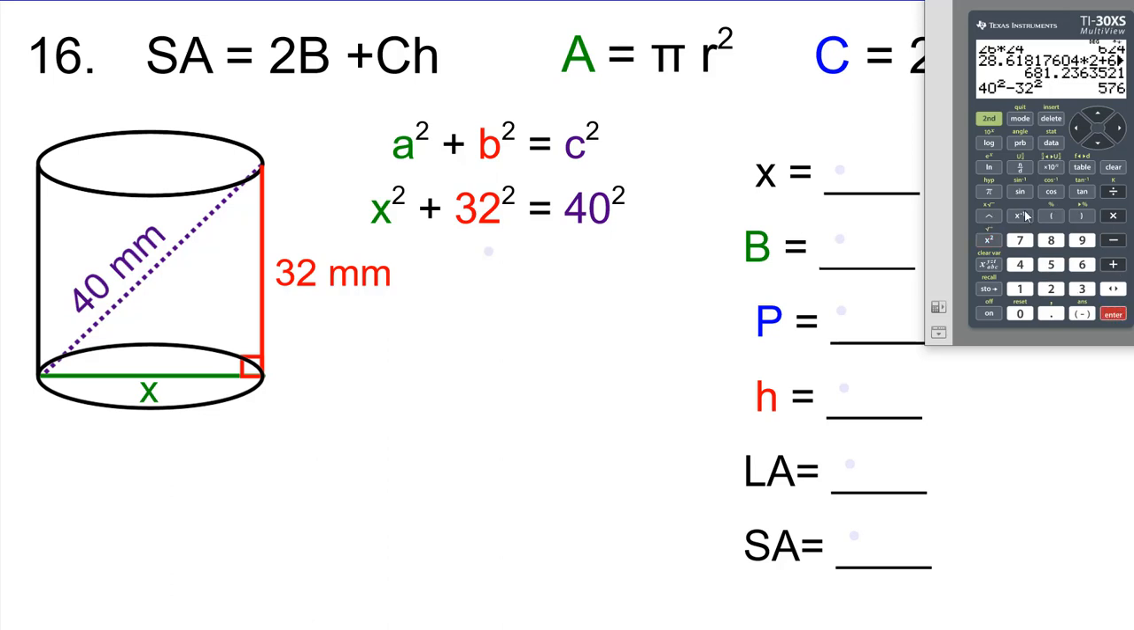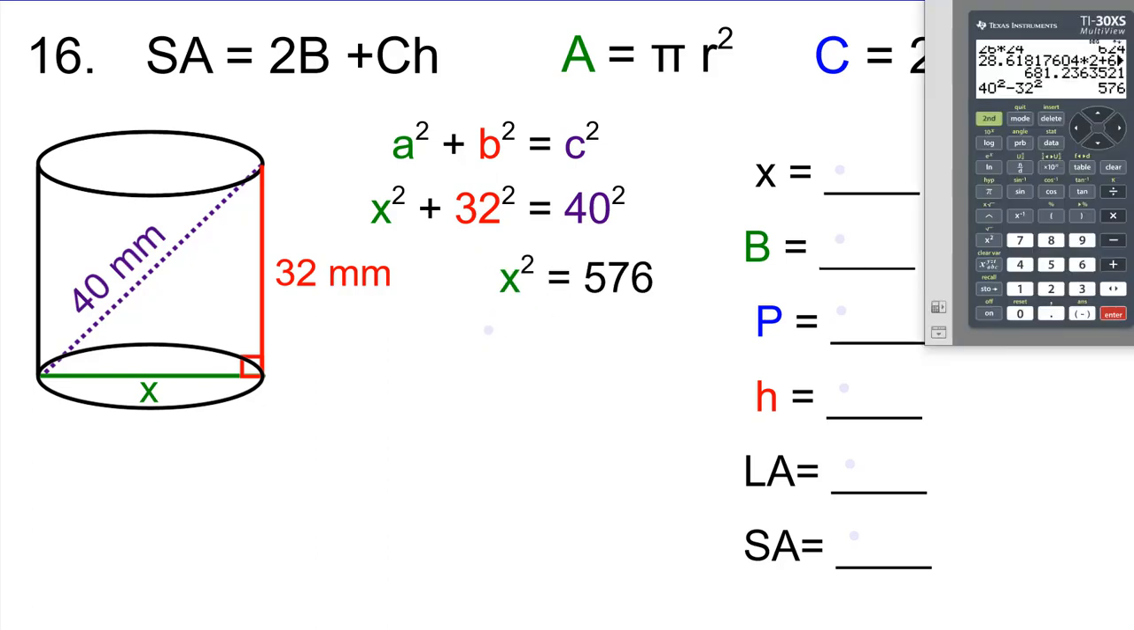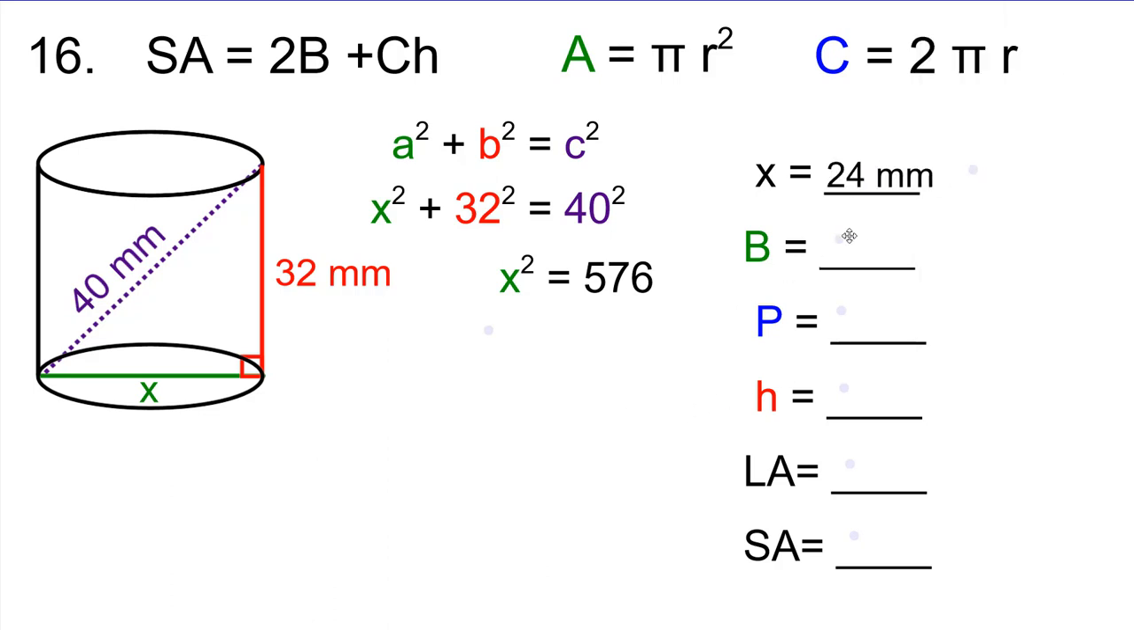It's going to give us 576, but then we have to take the square root of 576 to get what x is equal to. So caret 0.5. So 24. So x is going to be 24 millimeters. That's the distance on the bottom.